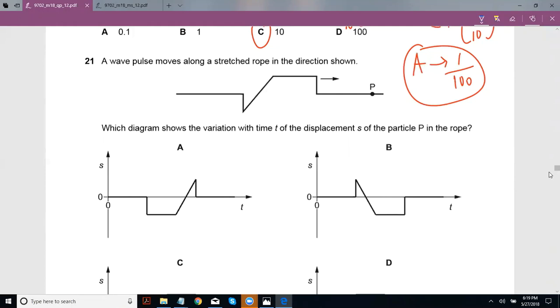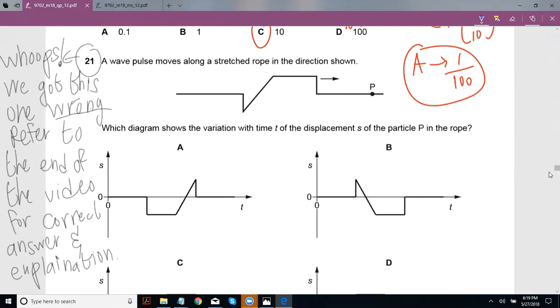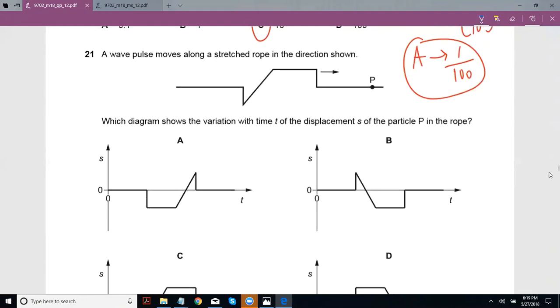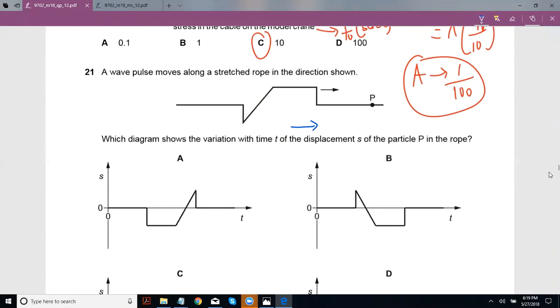So 21, a wave pulse moves along a stretched rope in the direction as shown. Which diagram shows the variation with time t of the displacement s of the particle P in a rope? So the wave pulse will move towards the particle P, and if it moves with the same orientation, particle P, a little closer to it, will kind of go up like this, will go left like this, will come down like this, and will go up back like this.